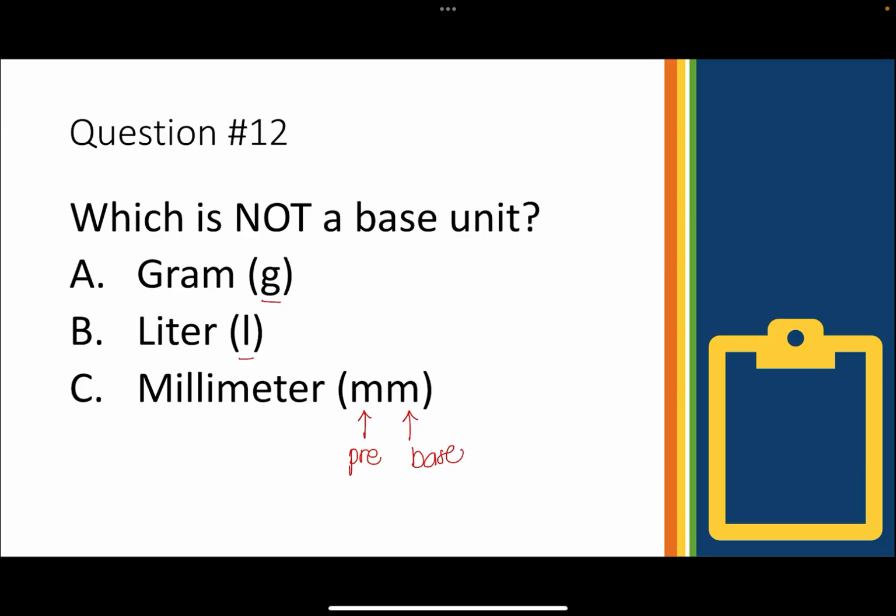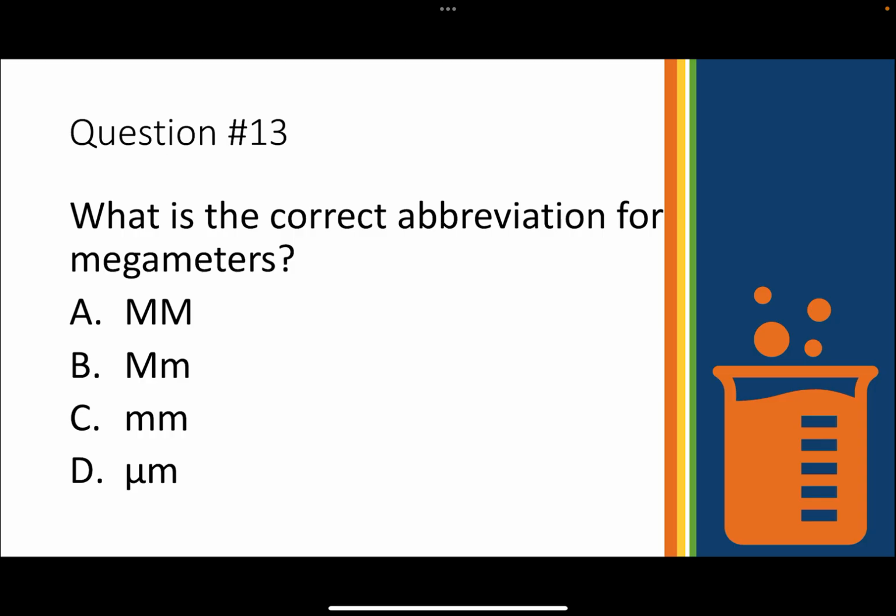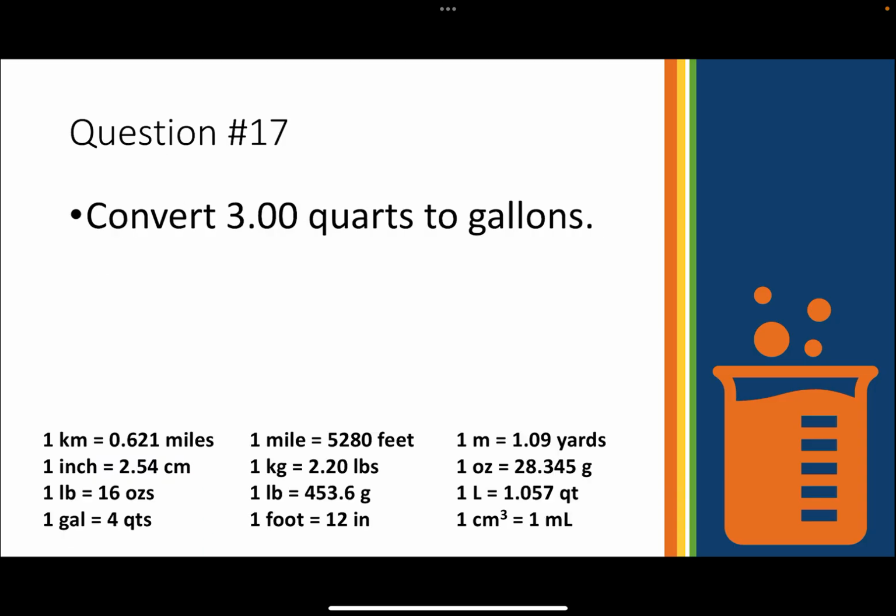So the one that's not a base unit is that last one, millimeter, because it has a prefix with it. Anytime you have 2 letters, it's going to be a prefix plus a base unit. The correct abbreviation for megameters is a capital M and then a lowercase m for meters. So the capital is for the mega, lowercase is for meters.